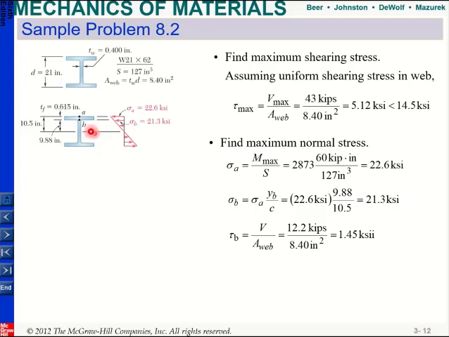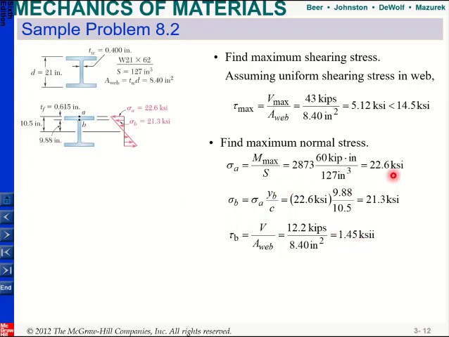Then at point B, I will find my shear stress by using this equation. Again, this is an approximation, but it gives a fairly good number. It is equal to V divided by the area of the web. So I will get 1.45 ksi.